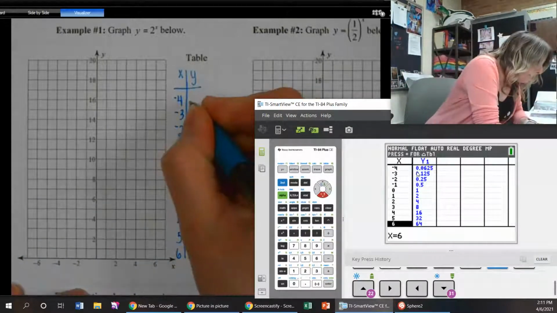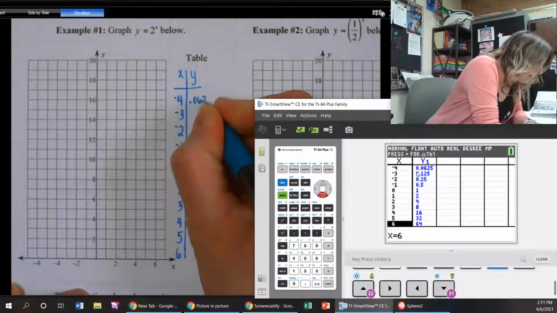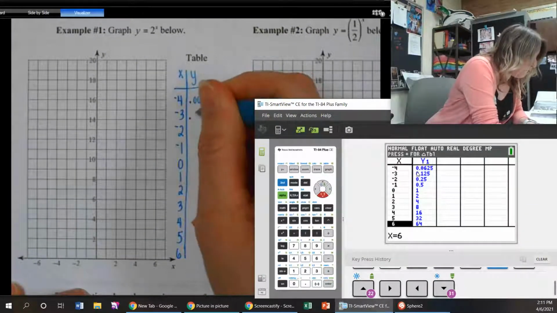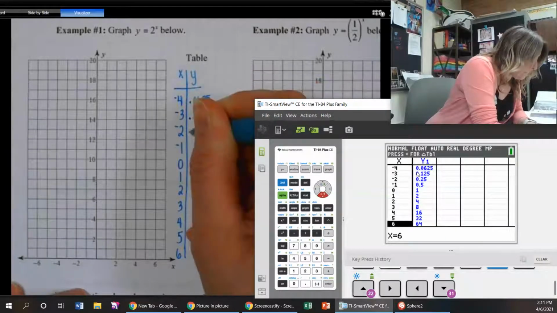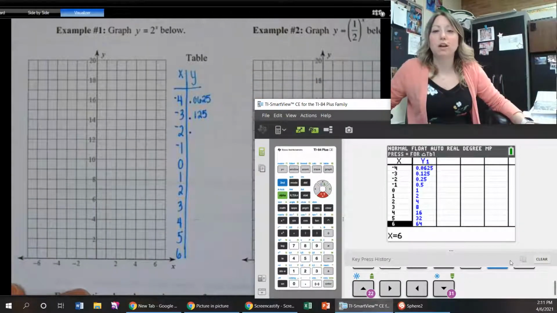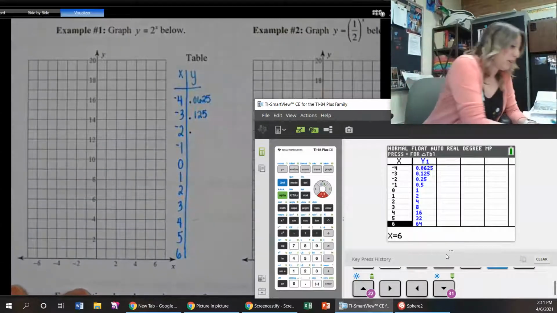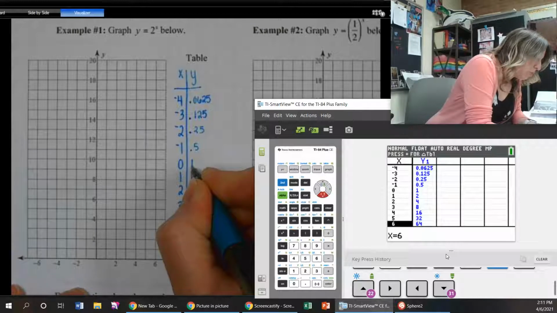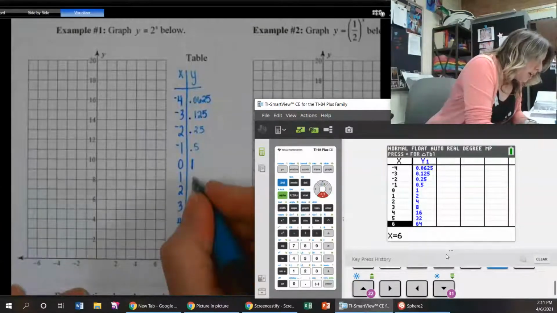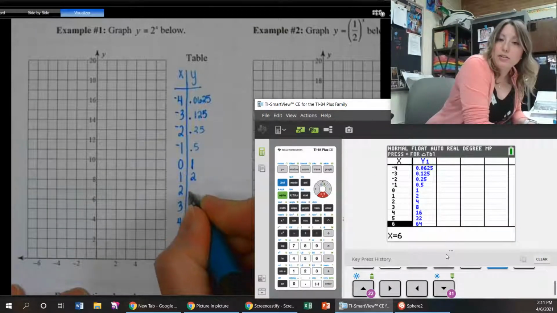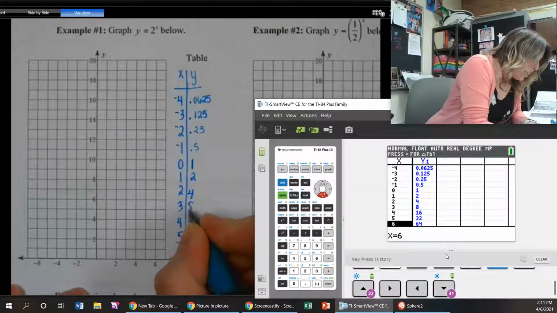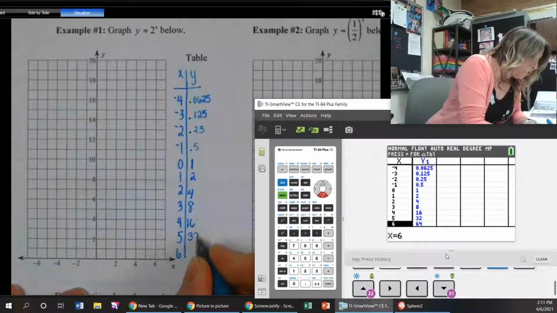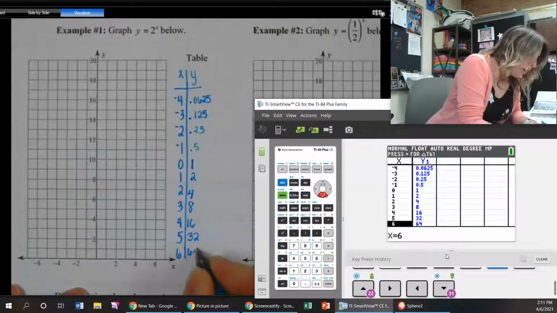0.0625 is my matching y for -4, and I'll turn that into a fraction so you can see it in a minute. And then 0.125, 0.25, 0.5, and then 0, 1. That's my y-intercept. Then 1, 2, and 2, 4, and 3, 8, and 4, 16. Now look at that movement. Then 5, 32, then 6, 64.